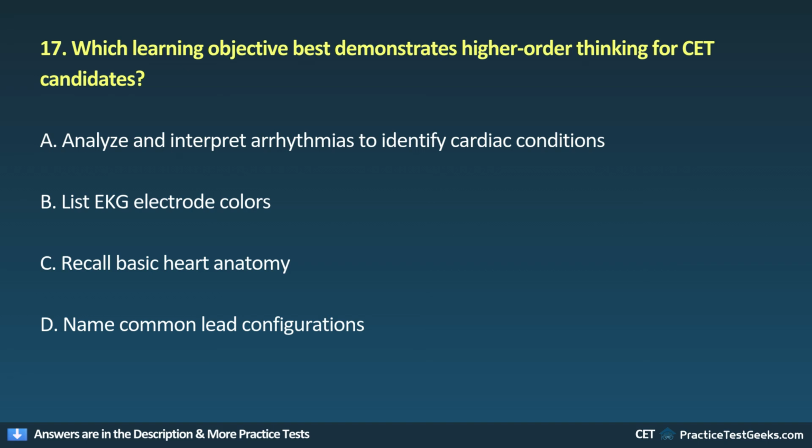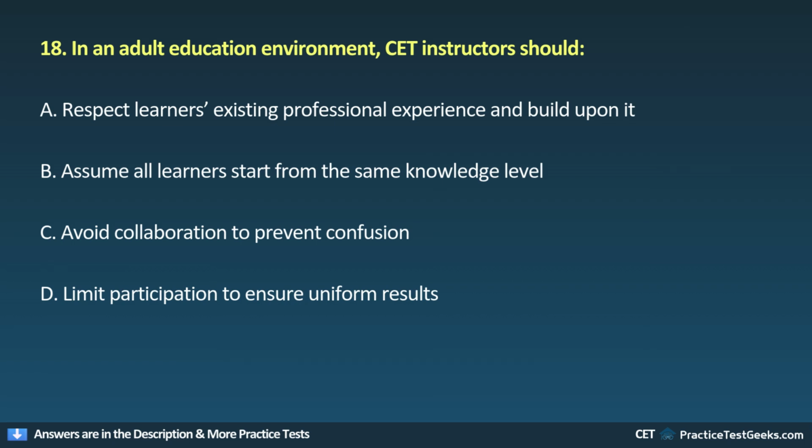A. Analyze and interpret arrhythmias to identify cardiac conditions. C. List EKG electrode colors. D. Recall basic heart anatomy. 18. Name common lead configurations. In an adult education environment, CET instructors should A.